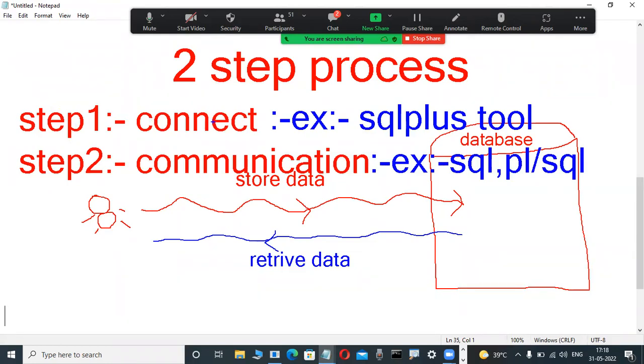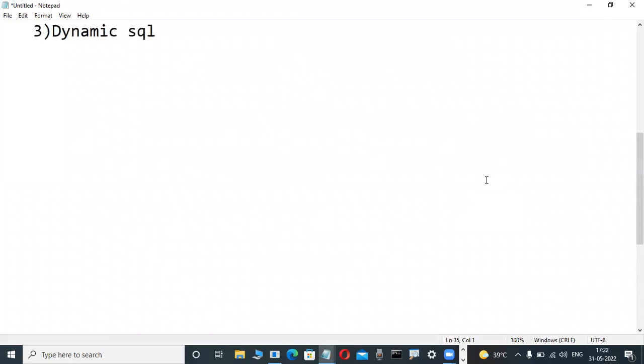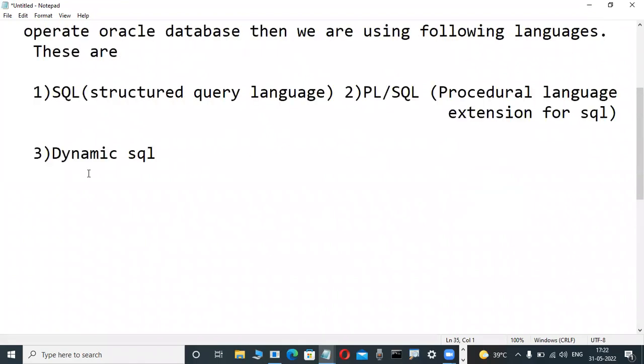Why we are using those, I will tell you everything. Connect step means some tool, the SQL Plus tool. Through one big diagram you will understand today. These are all the tools. In the communication step we learn about SQL, PL/SQL, these types of languages. Very, very important. Now write it. Next paragraph.